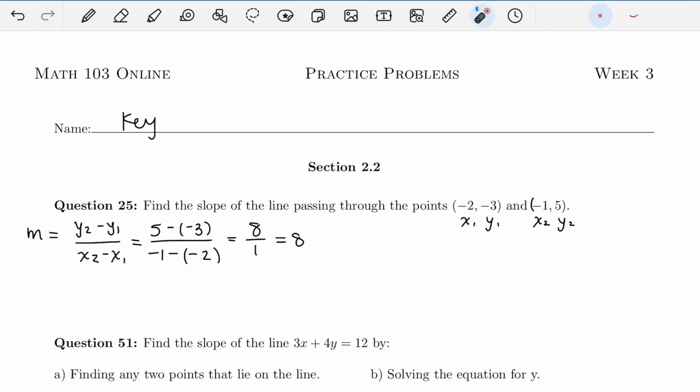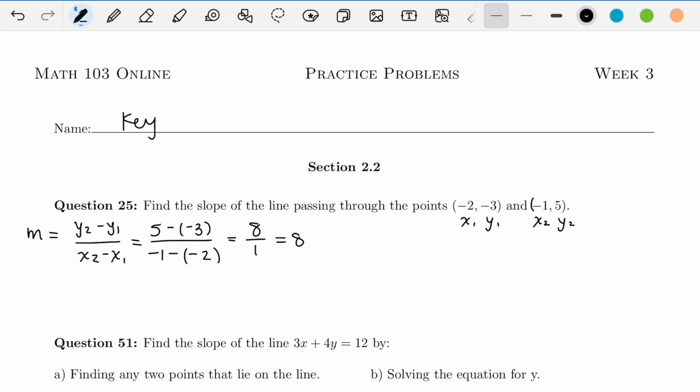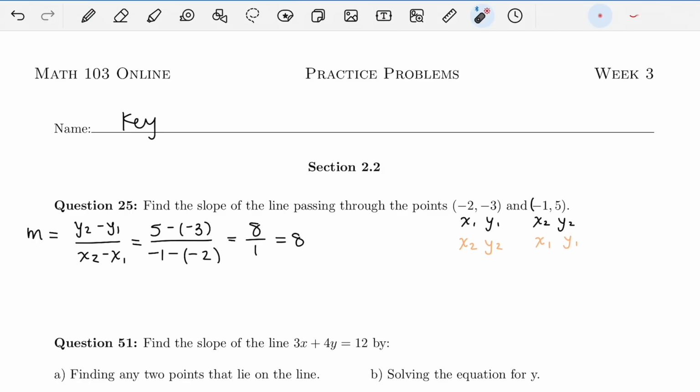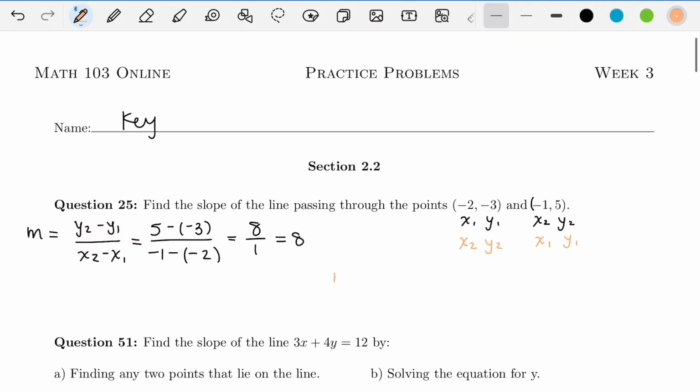Now, something I wanted to point out here is that it doesn't matter in which order we label these pairs. We could also label this guy as x2, y2, and x1, y1. We'd still plug in these values into our slope formula, and it's not going to change the value of our slope. So in this case here, our y2 then would be negative 3. And we're going to subtract out what our y1 is, and our y1 is going to be 5 here. Then on the bottom, our x2 is going to be negative 2, and we're going to subtract out our x1, which is going to be a negative 1.